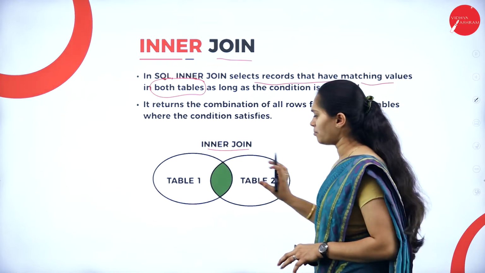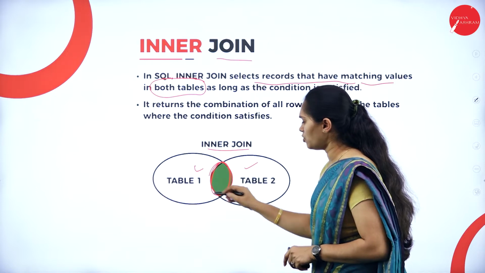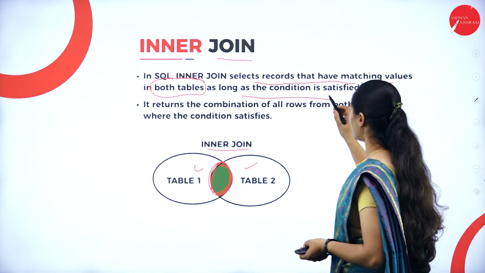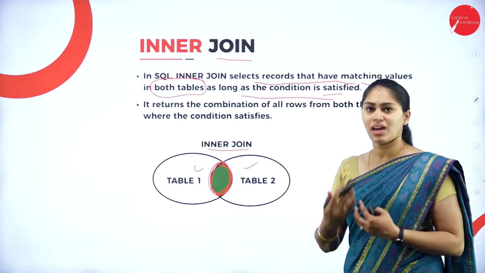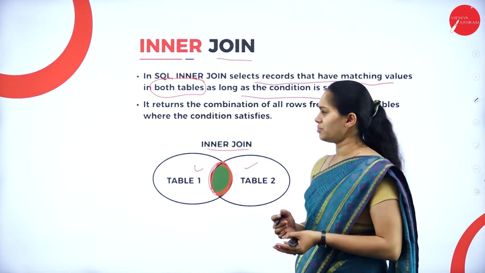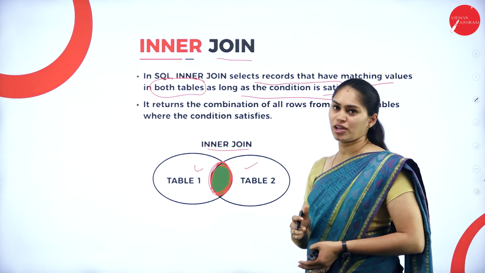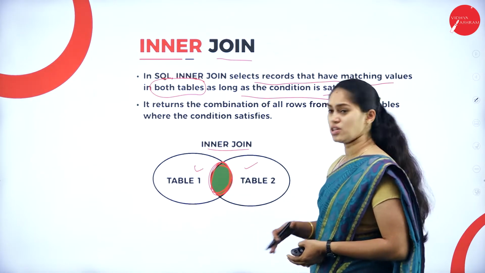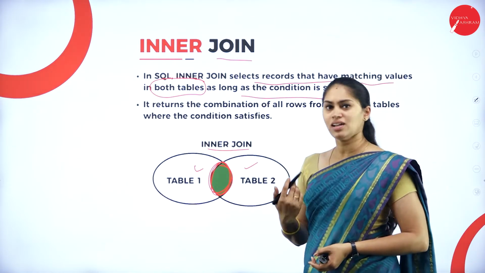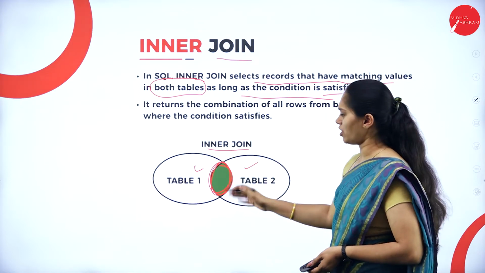So when we find the matching values between table 1 and table 2, then only that value will be returned as a result here. As long as the condition is satisfied, based on the where predicate or based on that condition, we are going to perform this operation. Whenever it is true, it will return the common values. What if there are no common values? At that time it will just return null. Okay, so you can see this diagrammatic representation of inner join.